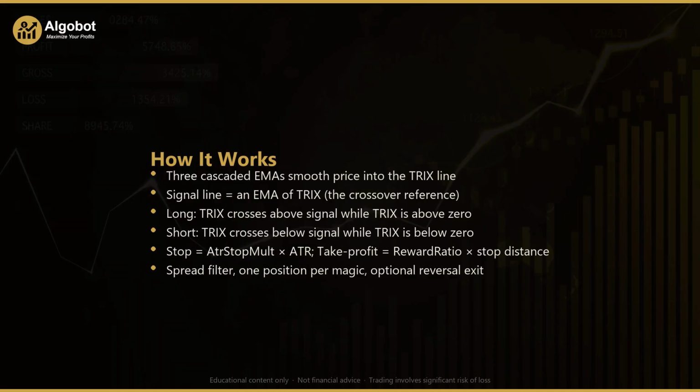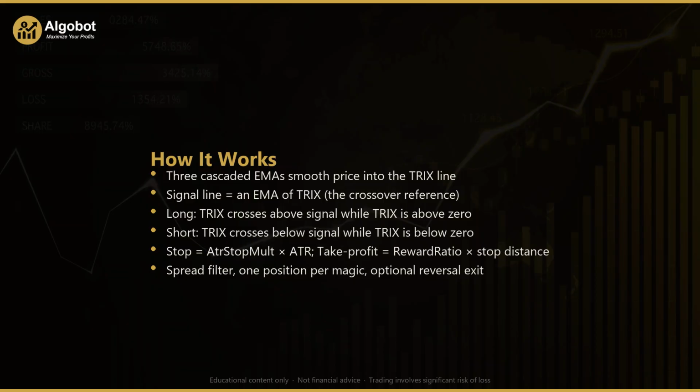First, a fixed stop loss based on the average true range. The stop is placed a set number of ATRs away from entry, using the ATR stop multiple parameter, which defaults to 2. Because it's tied to ATR, the stop naturally scales with market volatility. Second, a take profit. The target distance is the reward ratio parameter, which defaults to 1.6, multiplied by that same stop distance. So the target sits 1.6 times further from entry than the stop.